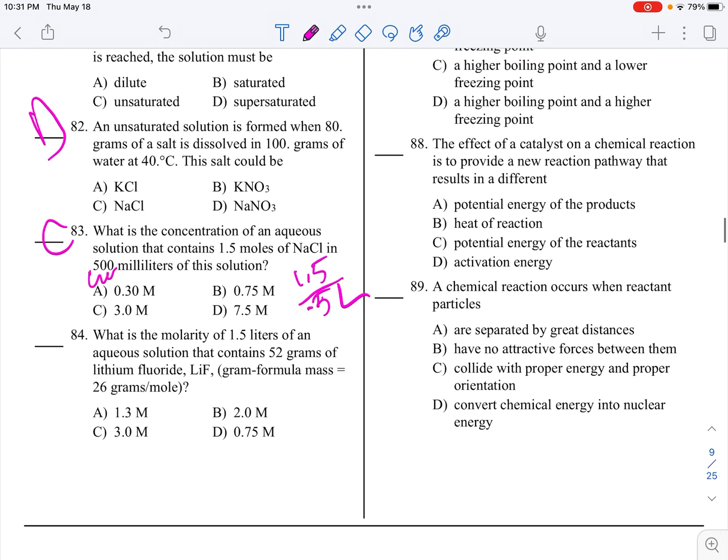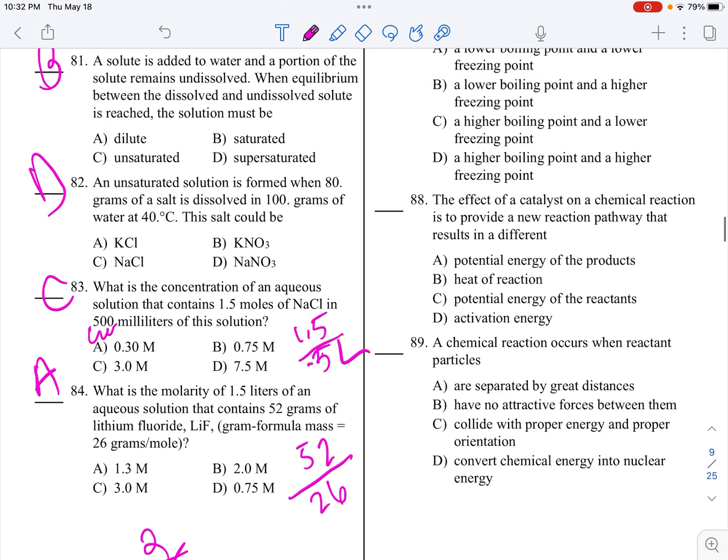What is the molarity of 1.5 liters of an aqueous solution that contains 52 grams of lithium fluoride? It does give me the GFM. So remember, it's moles of solute, not grams. So how do you go from grams to moles? We divide by GFM. So 52 divided by 26 is 2 moles. Divided by 1.5, and you get 1.3 repeating. There you go. 84 should be A.